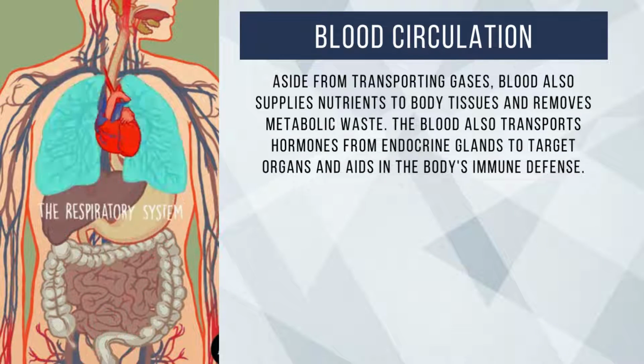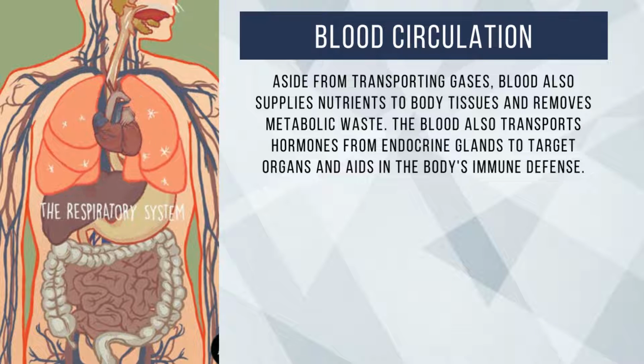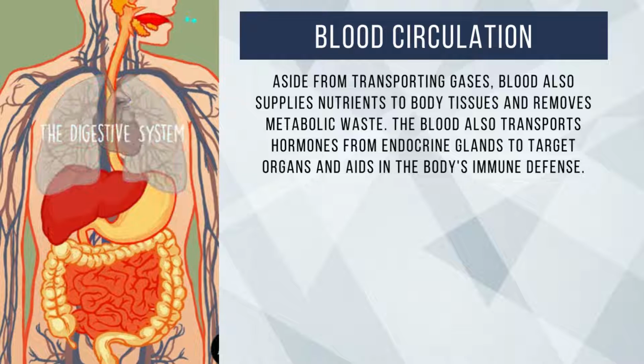Aside from transporting gases, blood also supplies nutrients to the body tissues and removes metabolic waste. The blood also transports hormones from endocrine glands to target organs and aids in the body's immune defense.